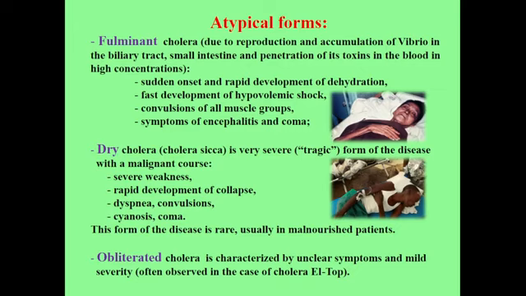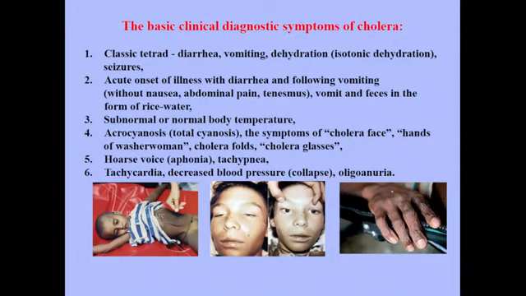Dry cholera, or cholera sicca, is a very severe, tragic form of the disease with a malignant course: severe weakness, rapid development of collapse, dyspnea, confusion, cyanosis, coma. This form of disease is rare, usually in malnourished patients. Obliterated cholera is characterized by unclear symptoms and mild severity, often observed in case of El Tor cholera.